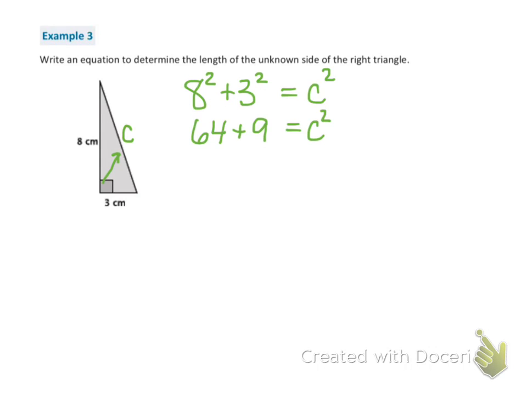So I've got 73 is equal to C squared. All right, so again, it's not a perfect square. C squared is not a perfect square. So what I need to do is come up with an estimate for C. So why don't you work on that one, pause the video, see how close you can get to an estimate for C.